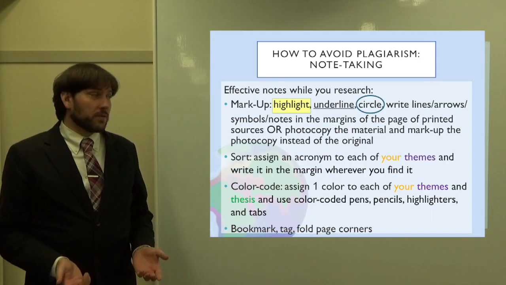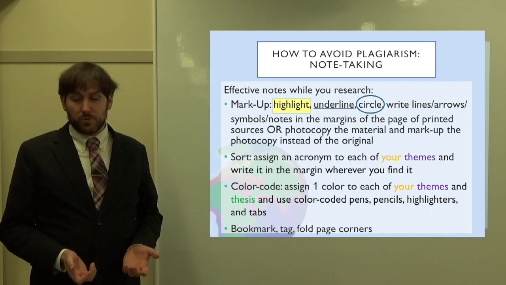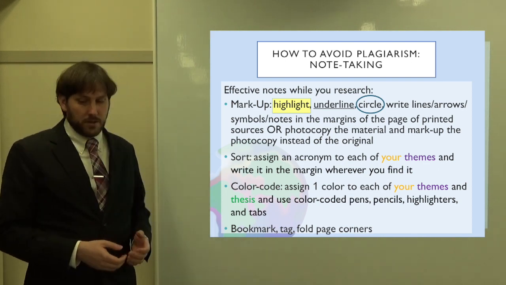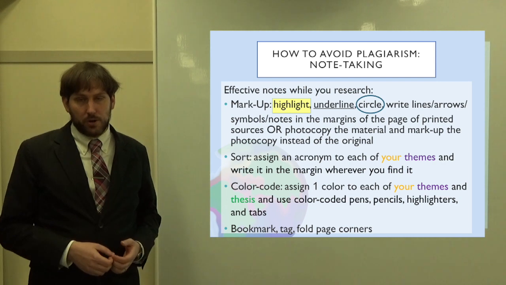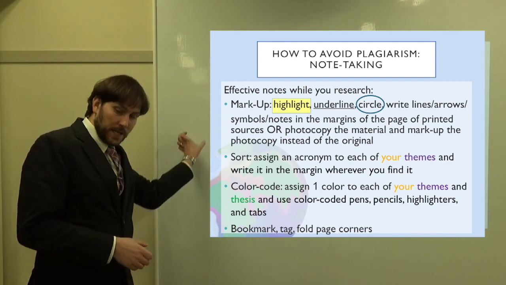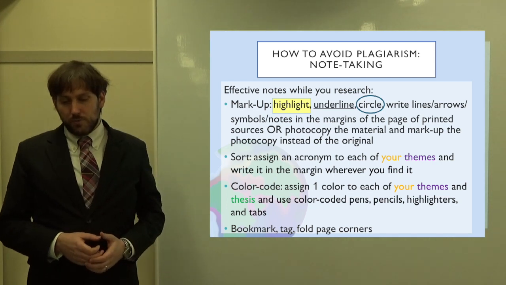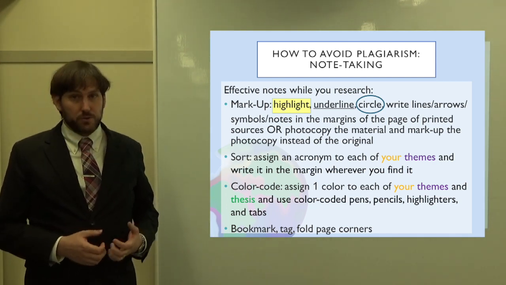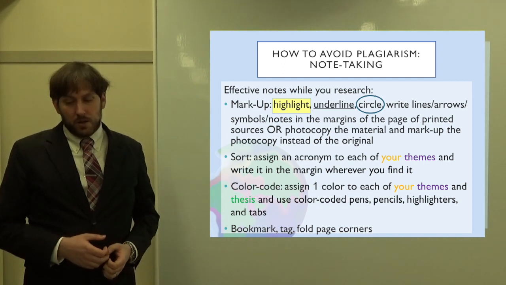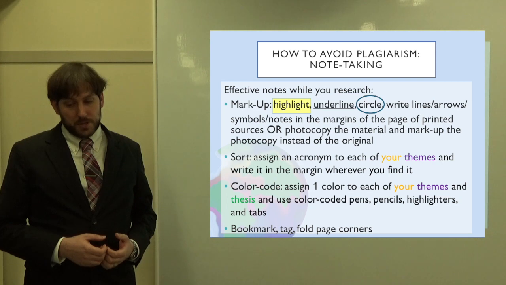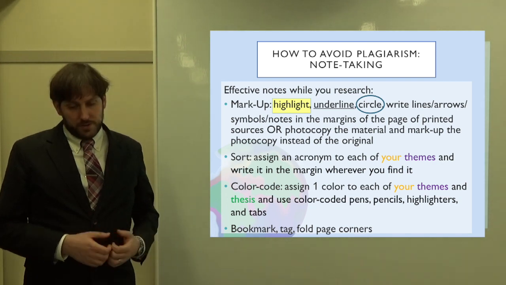So effective notes are going to be those that use some sort of markup. So things like highlighting, underlining, circling, writing lines, arrows, symbols, and notes in the margins of the page. So the margin is the part that is next to the page. So we want to do that in order to find things again and to organize what we're reading. And we can do this both in printed sources or in photocopies of the originals.